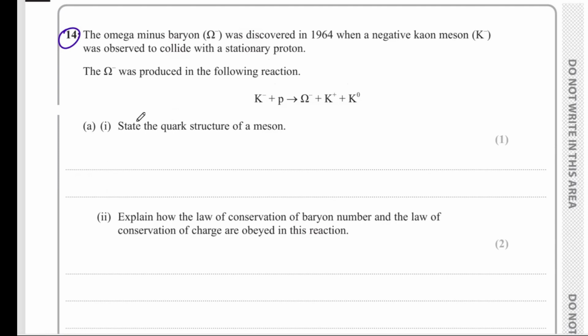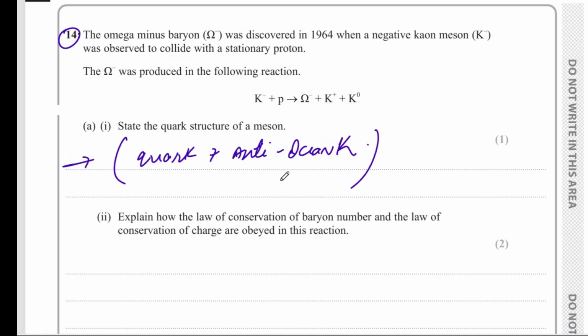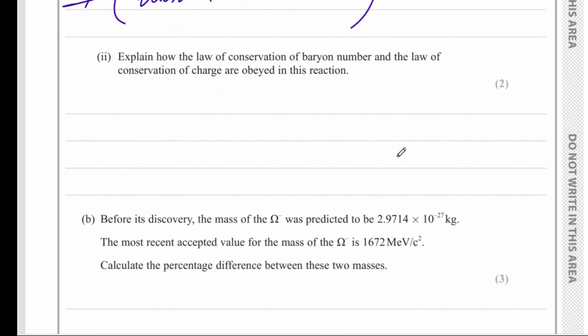So, state the quark structure of a meson. Like a baryon is made up of 3 quarks. Whenever you're being asked about the meson, remember that it is just a combination of a quark and an anti-quark, right? They're not specified about anything. They're just asking you to talk about the meson's quark structure, right? So that must be quark plus anti-quark. You need to cram all those definitions of what is a meson, what is a baryon, what is a hadron from the book, right?